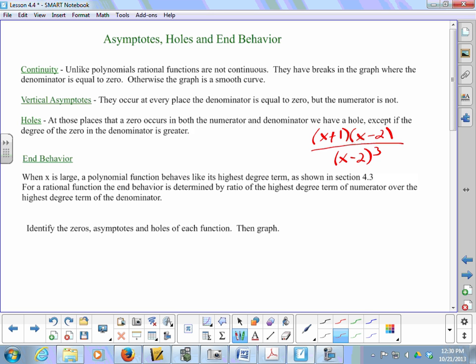As shown in section 4.3, for a rational function, the end behavior is determined by the ratio of the highest degree term of the numerator over the highest degree term of the denominator. All right, and we're going to take a look at that and be very specific with how we look at them. Then we're going to end up identifying zeros, asymptotes, and holes of each function and graphing them. And for the most part, you should be able to graph these without a calculator. All right, you're smart enough, you should be able to do that.